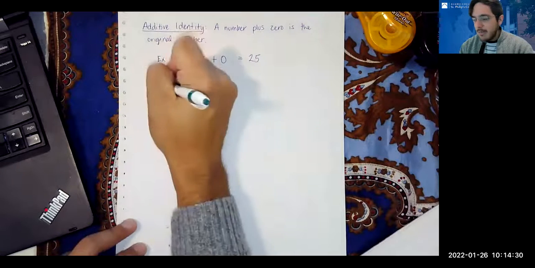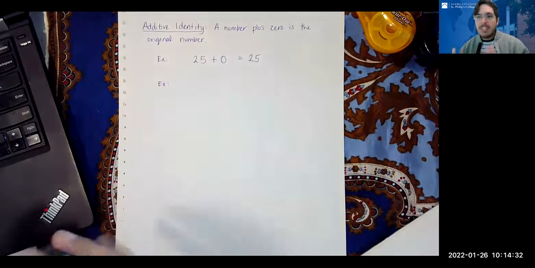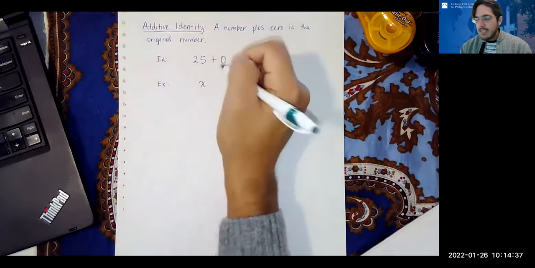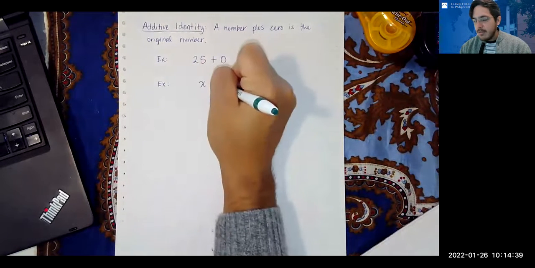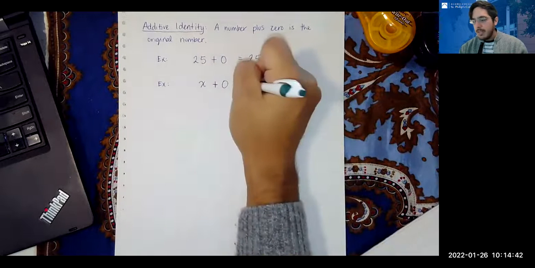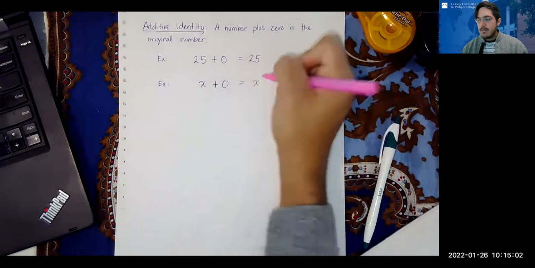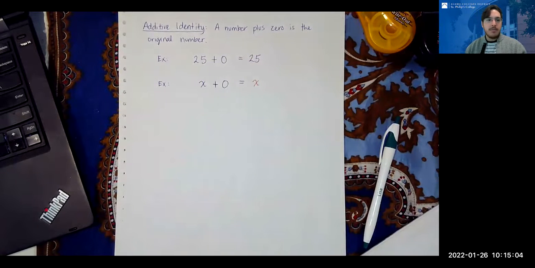But here's another example that I think might be clearer later on when we start really working with variables. That is, if I have the variable x plus 0. Does anybody know what that should be? x. Yeah. Remember, a variable is just a number. It's a placeholder. We just don't know its value. So x plus 0 is the same thing as x because we have not added anything to the x. We haven't changed its value.